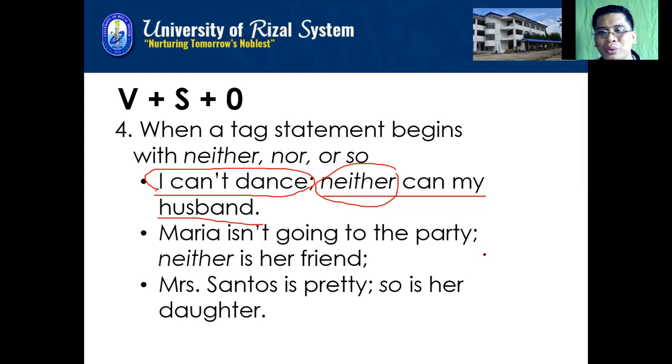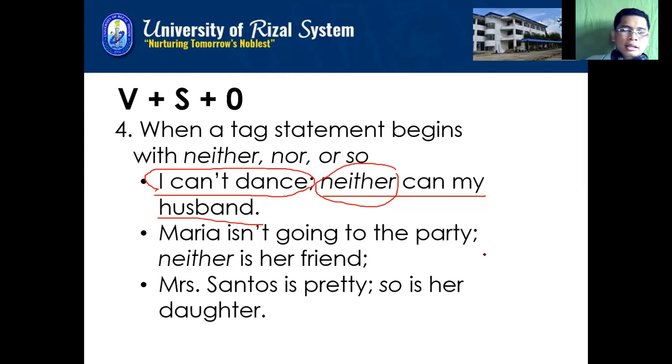Because if you're just going to reflect "dance" again in the second clause, for example, "I can't dance, neither can my husband dance." So, let's repeat: "I can't dance, neither can my husband dance." It sounds awkward, so the idea is already implied that in the second clause, we are still referring to dance.